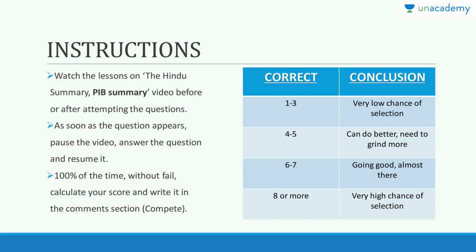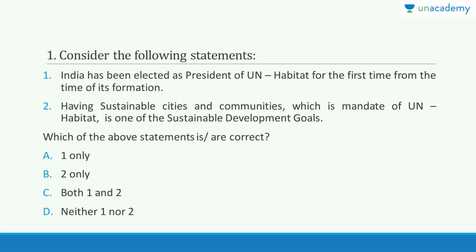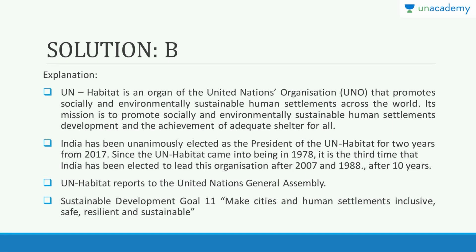Question number 1, instructions are pretty clear. Consider the following statements. India has been elected as President of UN Habitat for the first time from the time of its formation. This is wrong. Having sustainable cities and communities, which is the mandate of UN Habitat, is one of the sustainable development goals. This is correct. So the answer here is B. This is the third time that India has been elected. So B, 2 only.